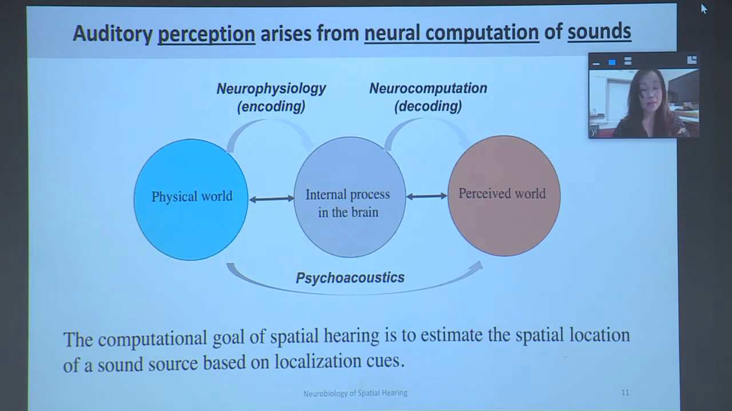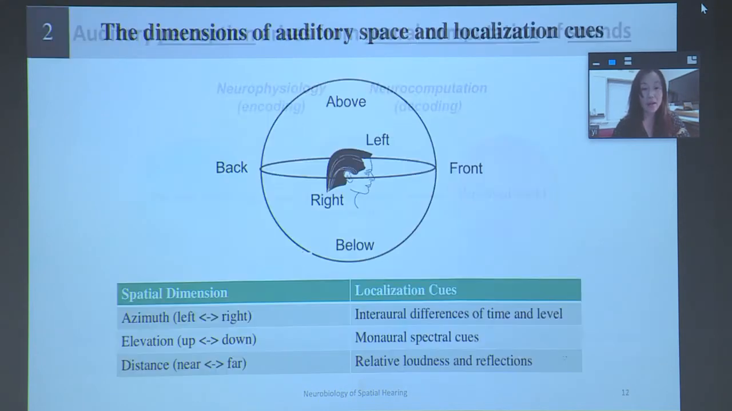So for the next segment, we'll be focusing on the physical world, essentially the auditory localization cues to begin with, in terms of auditory spatial hearing and spatial computation. If we divide the space around us in terms of left and right, front and back, and up and down, different cues are used to identify a different spatial dimension of a sound.